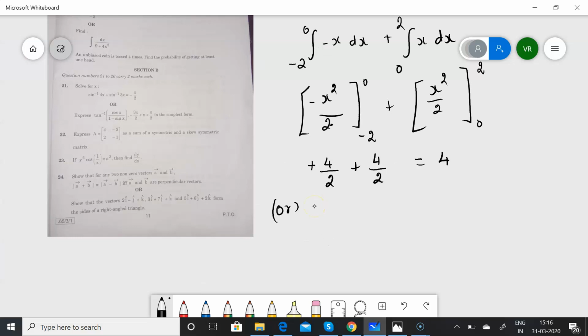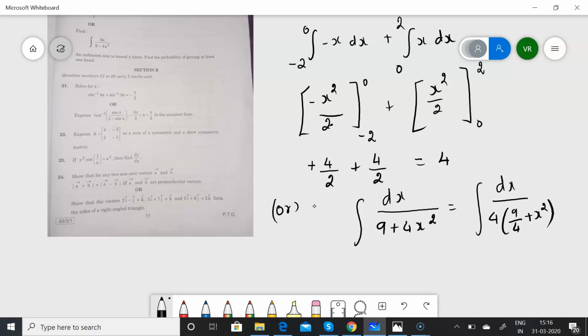Next question: integrate dx by 9 plus 4x squared. Now let me take 4 as the common factor outside, so that gives me 4 times 9 by 4 plus x squared. Obviously this is very similar to, I can also write it as 1 by 4 integration of dx by x squared plus 3 by 2 the whole square.